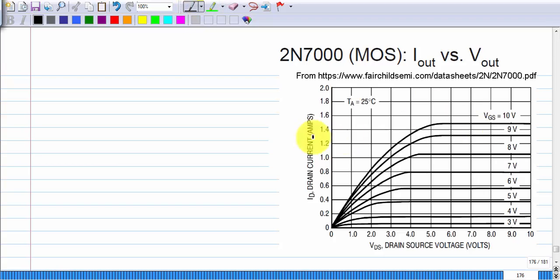And this shows a commercially available MOS transistor and its characteristics.